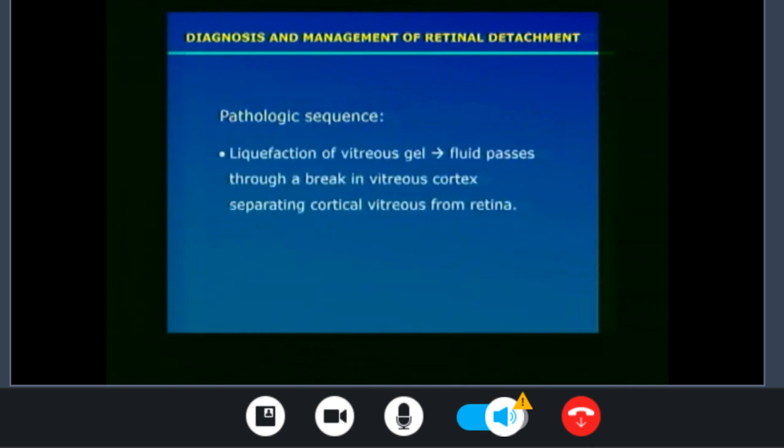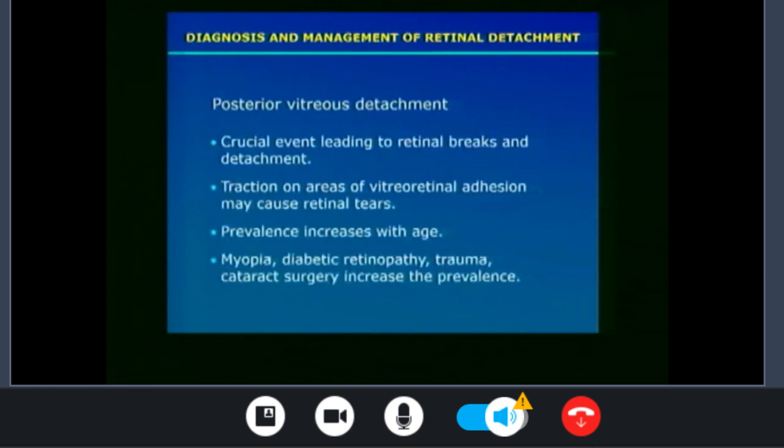So to summarize, we have liquefaction of the vitreous gel under pathologic conditions. Fluid passes through a break in the posterior vitreous cortex, separating the cortical vitreous from the retina. So posterior vitreous detachment, again and again, is a crucial event leading to retinal break and detachment.